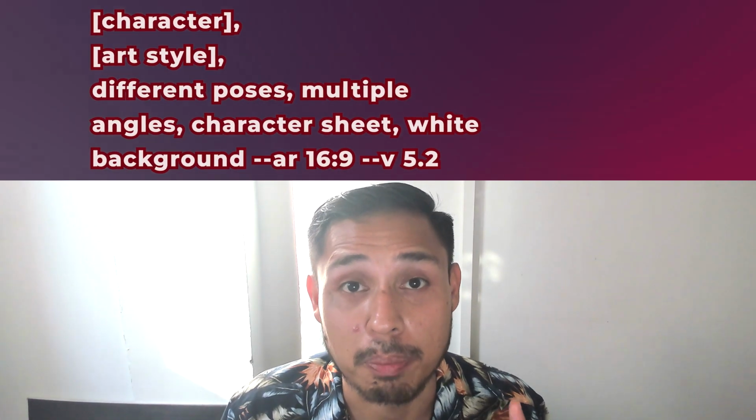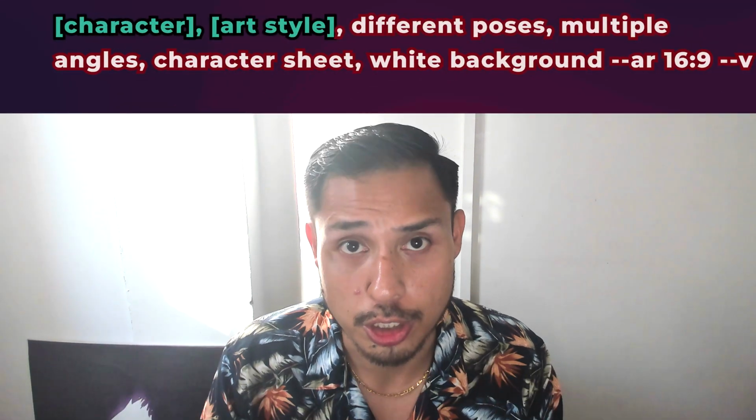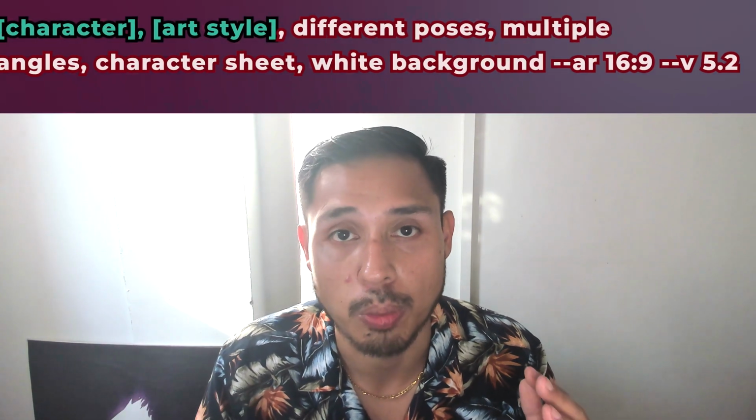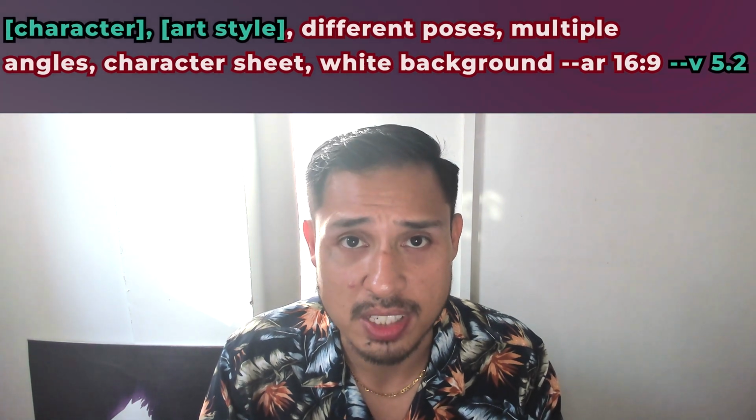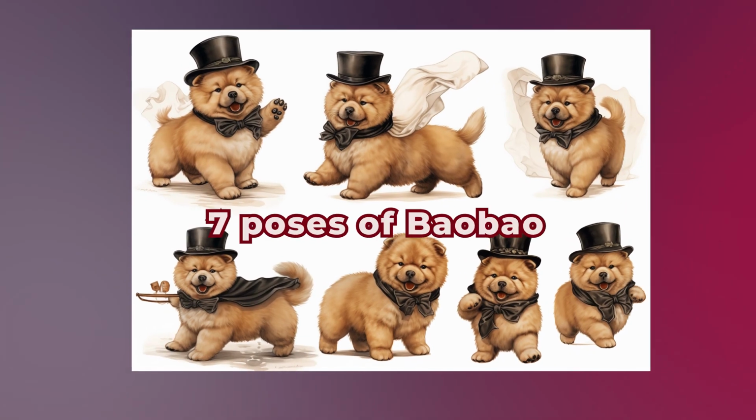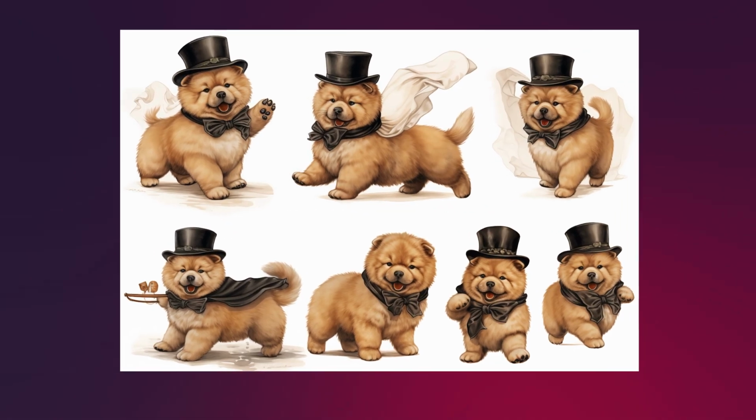Very simple and applicable for all story types. Just describe the character and the art style you want. Don't forget to use version 5.2. This prompt doesn't work on V6. In my case, I got 7 poses of Baobao. Obviously, I need more than that if I want my story to be longer.